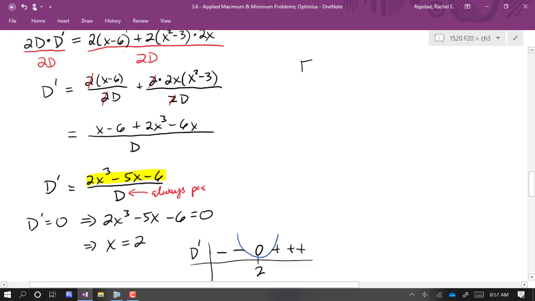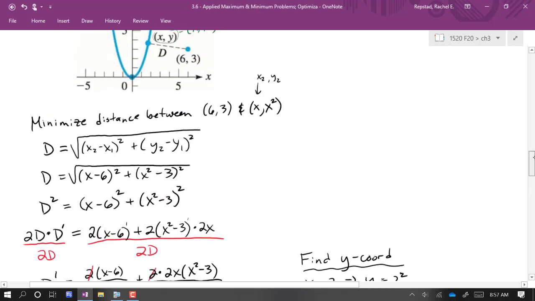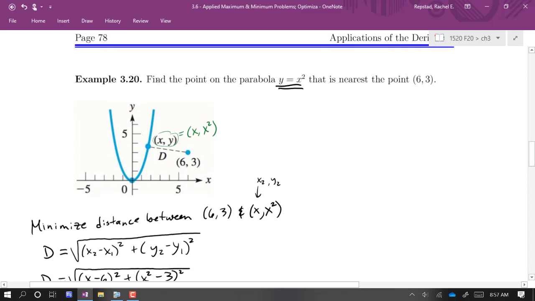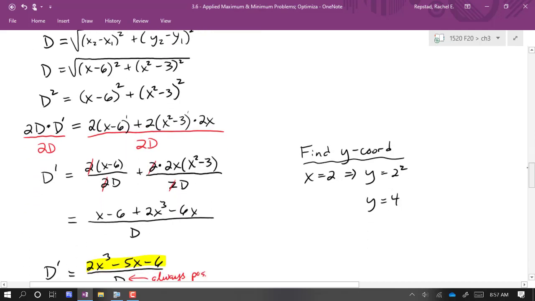So now we're going to find the y-coordinate. And the curve is y equals x squared. So our y-coordinate is y equals 4. And that means we can answer the question. The question was, find the point on the parabola that is nearest the point (6, 3). So we want both coordinates. So the point that we're looking for is (2, 4).